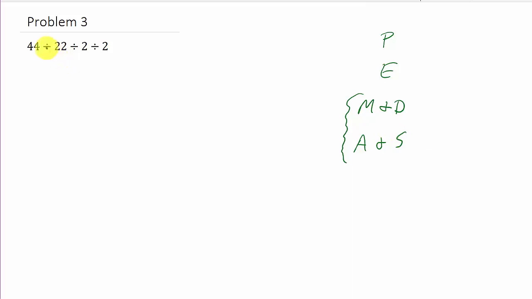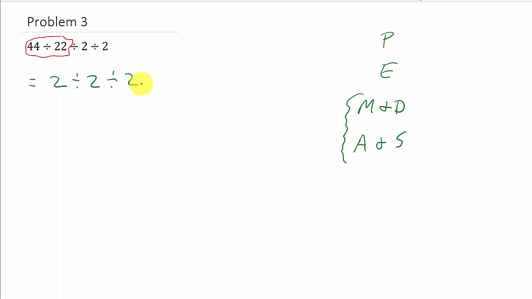All right, so if we look at this, we've got division everywhere, but I've got to do it in the order it appears from left to right. So I've got to do these two first. Okay, so I've got 44 divided by 22. That's going to give me 2. Okay, this is 2. And then divided by 2, and then divided by 2.